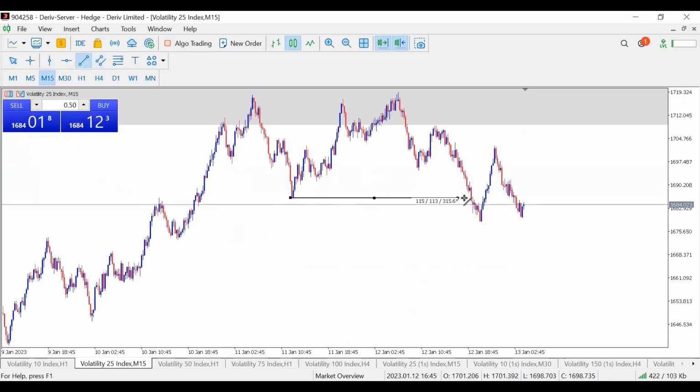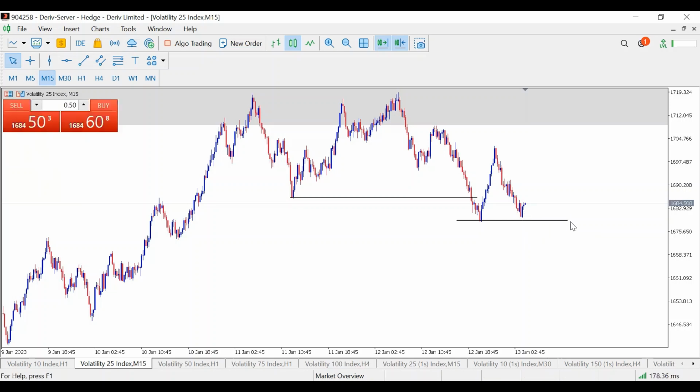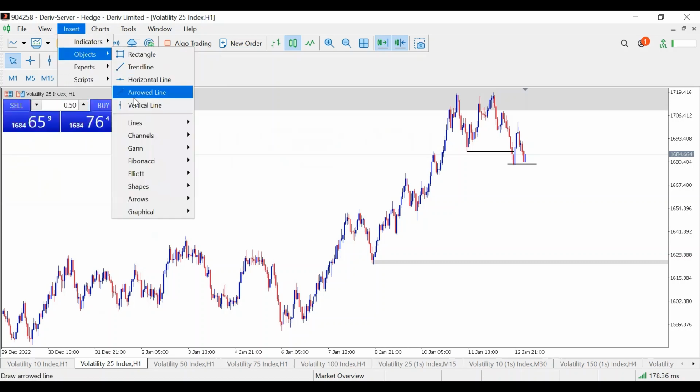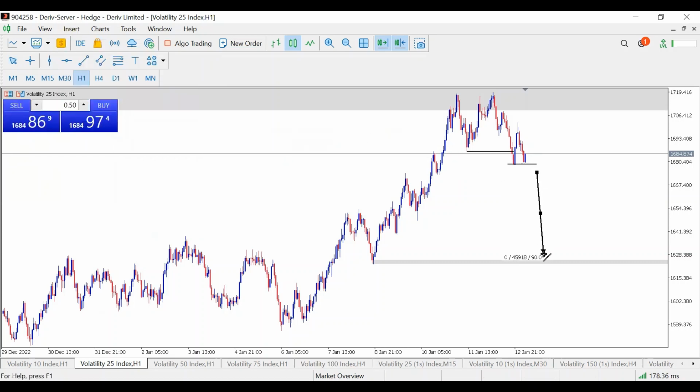Okay, the liquidity was collected here, and then the market went up to look for an order block, and it found this one and it went further down. So I think it is safe for us to mark this one so that when the market breaks this one, we know that we're going to be selling down until here.